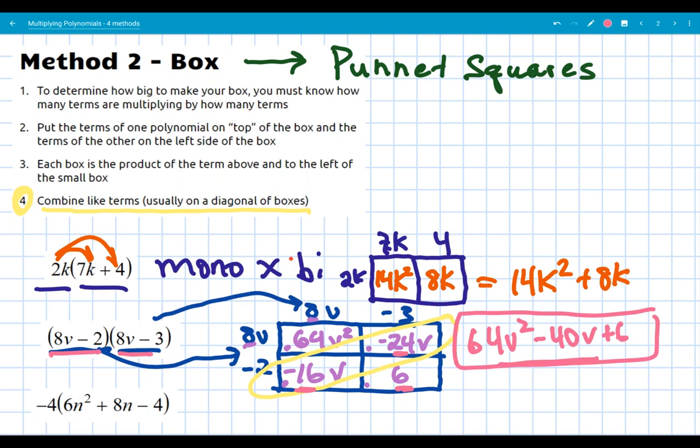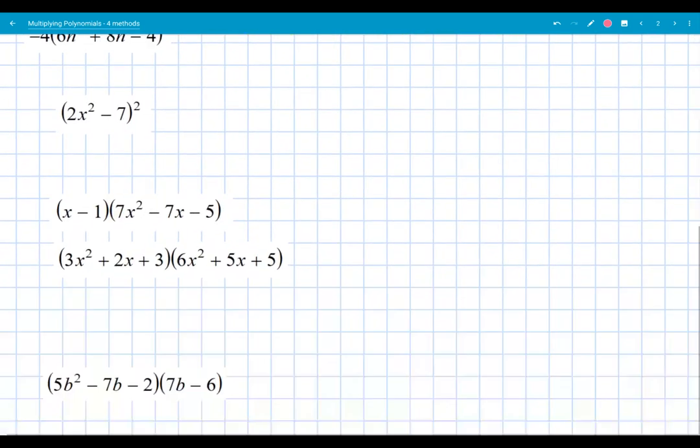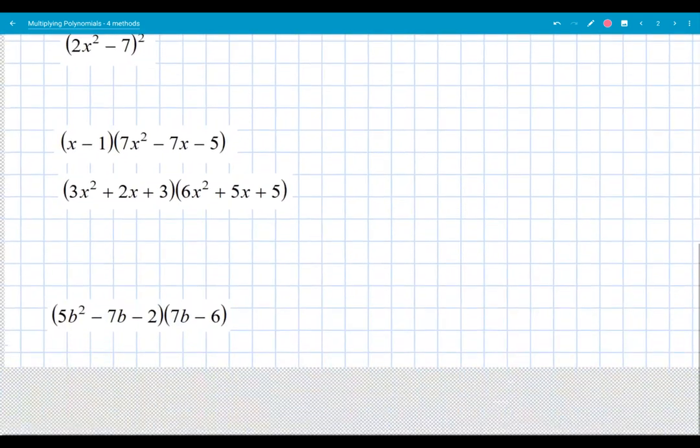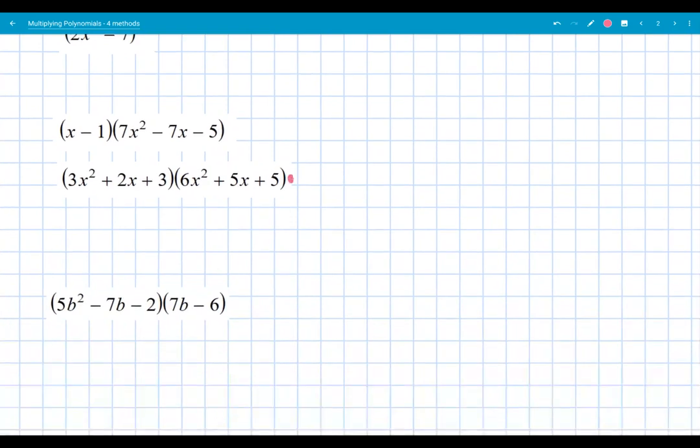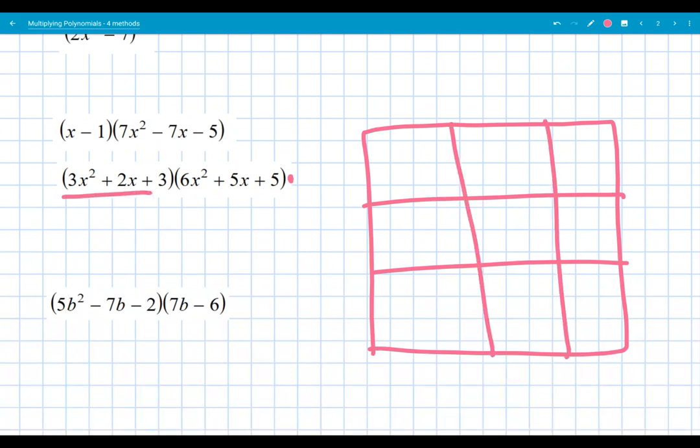That's how the box method works. I'm going to show you another one where it's a lot longer and where the box method becomes kind of more fun and more reliable. So I'm going to make sure you have these notes. I'm scooting down the page. Let's try this one. I'm going to make it 3 boxes tall, 3 boxes wide, because I have a trinomial and a trinomial. I got 1, 2, 3 times 1, 2, 3.